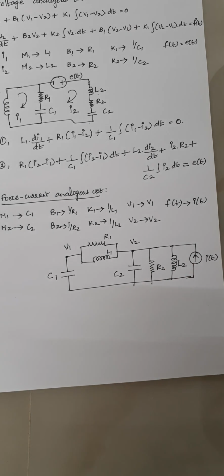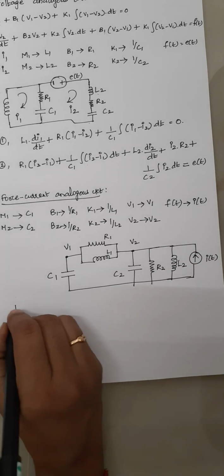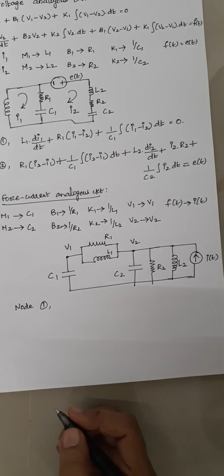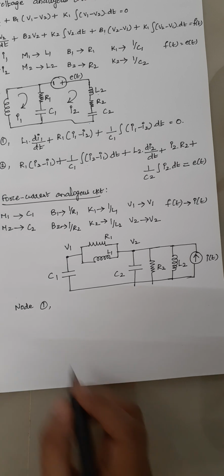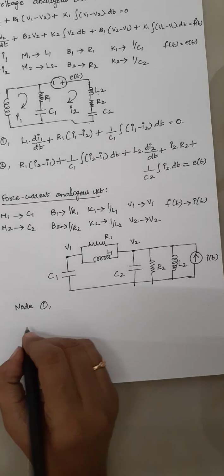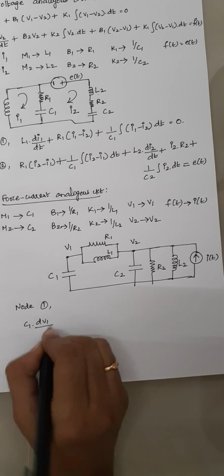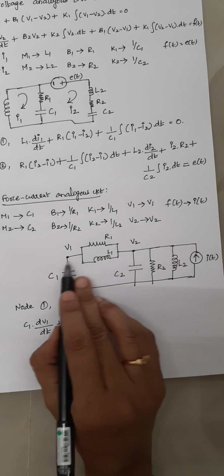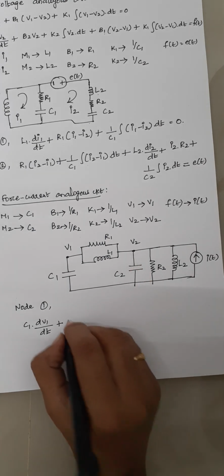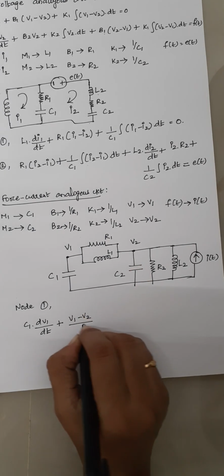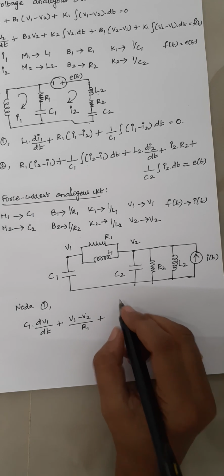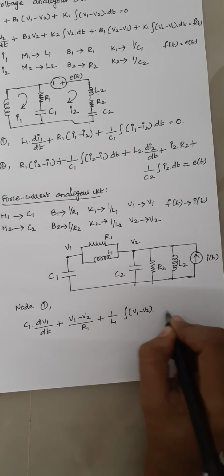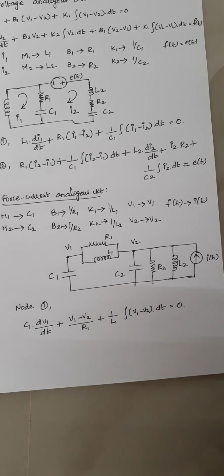Right. Now I am going to write the expressions for node 1 and for node 2. So when you write the expression for node 1, the first one is for C1, I have to write it as C1 into dV1 by dt plus, and the next one, this R1 is connected between V1 and V2. So here I have to write it as (V1 minus V2) by R1 plus, and for this inductor I have to write it as 1 by L1 into integral of (V1 minus V2) into dt, which is equal to 0.